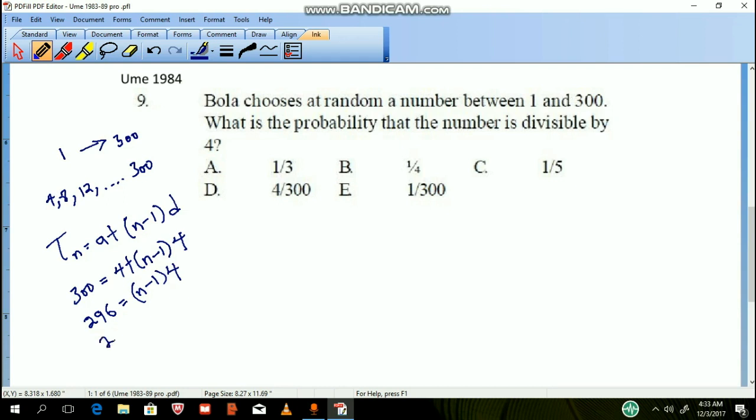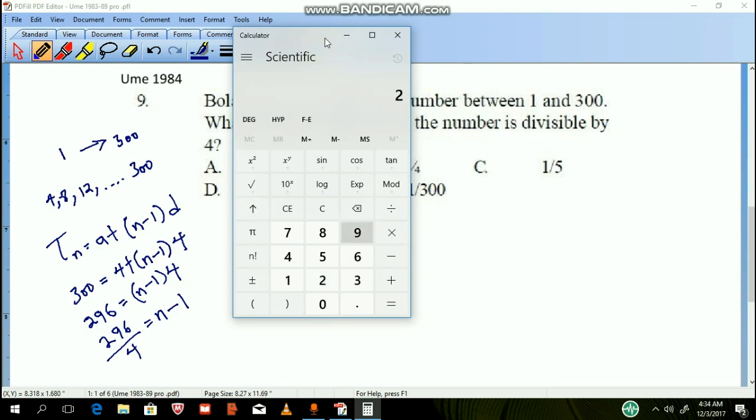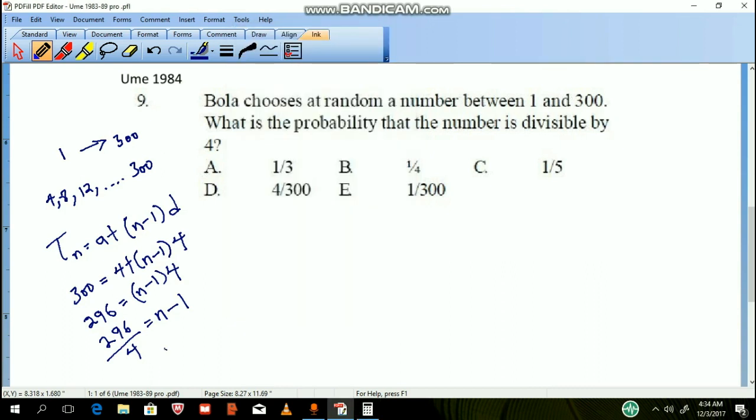Then we will have 296 divided by 4 equal to n minus 1. 296 divided by 4 is equal to 74. Therefore, 74 equals n minus 1, and n is equal to 75. It implies that there are 75 numbers from 1 to 300 that are divisible by 4.